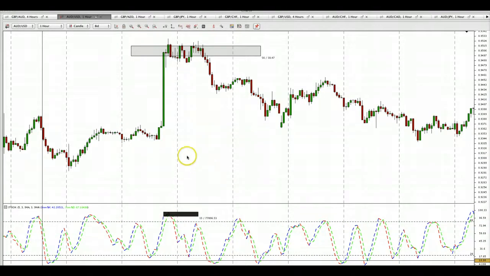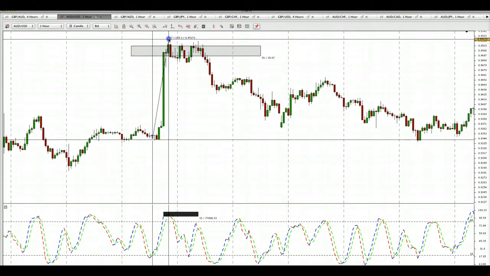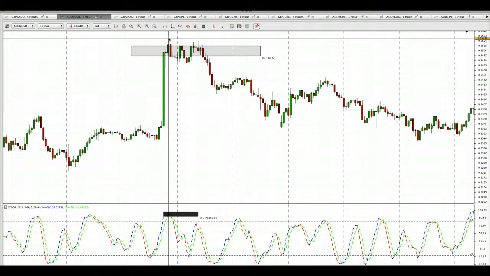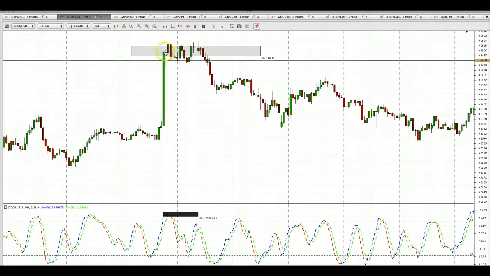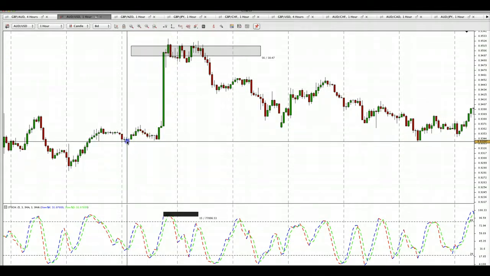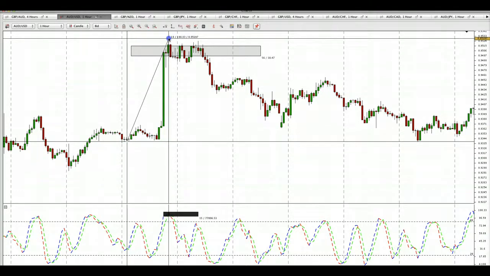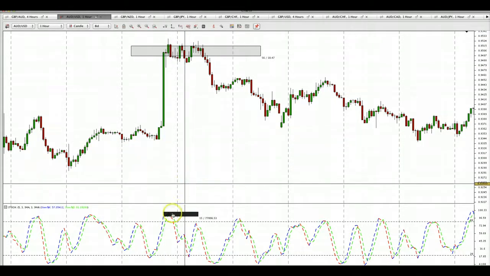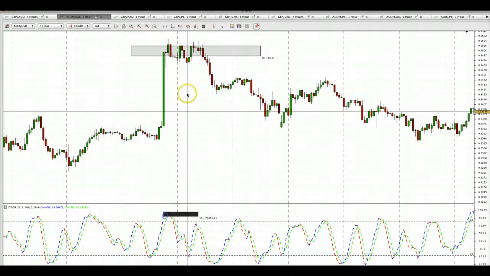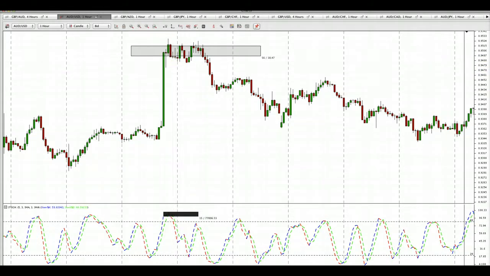Here is a trade setup on the Aussie dollar. This is obviously a news event. The market went up about 187 pips, and that's exceeded its daily range. The Aussie dollar usually has about an 80-85 pip average true range, and here it went up over 100, actually 190, so it's doubled.